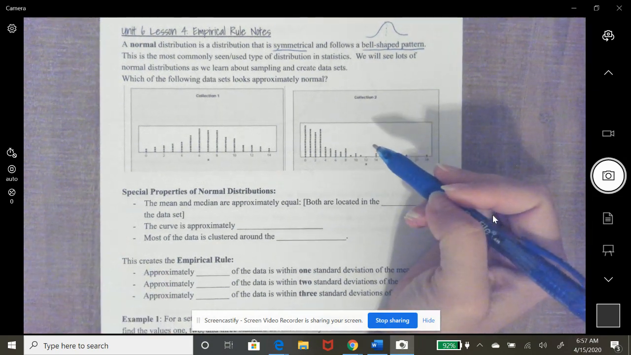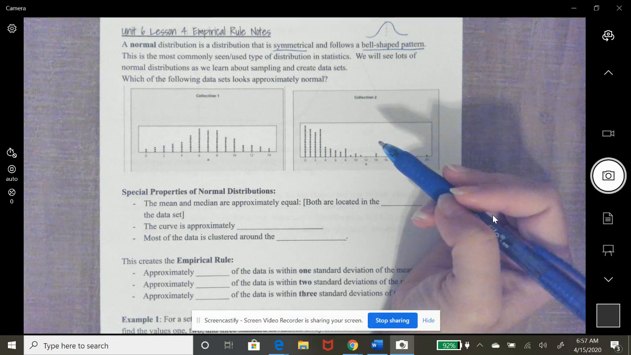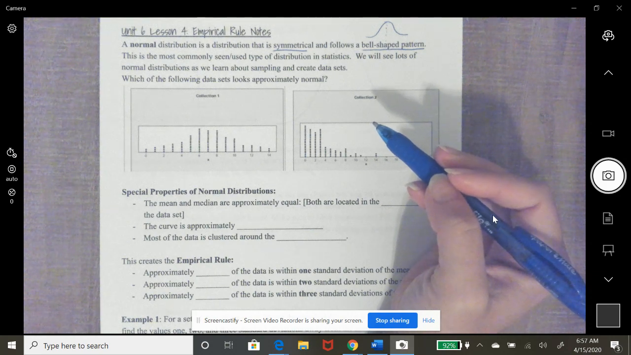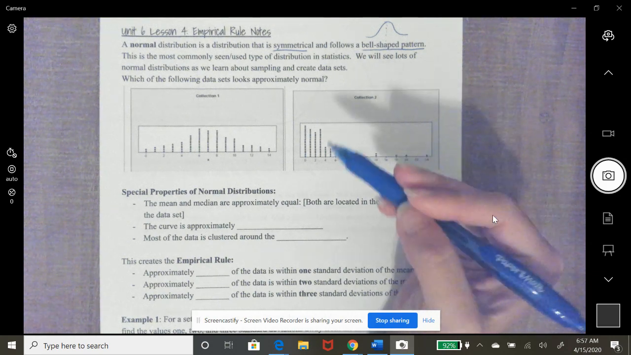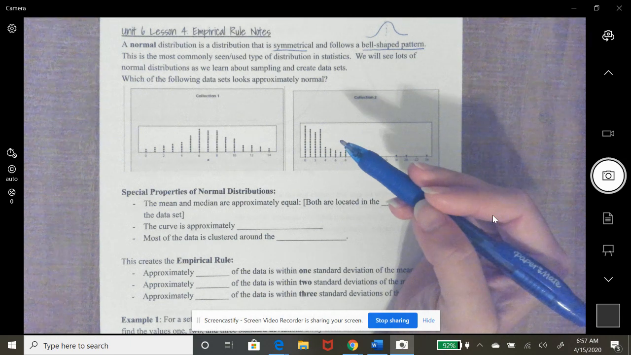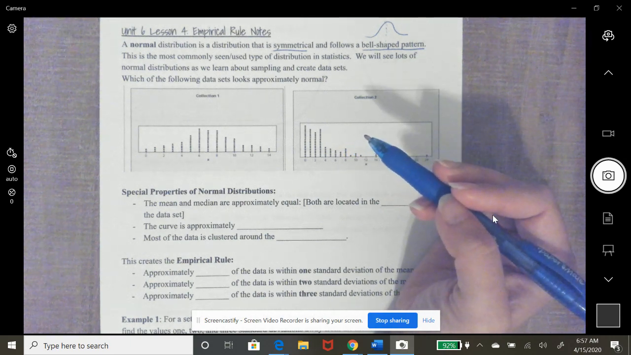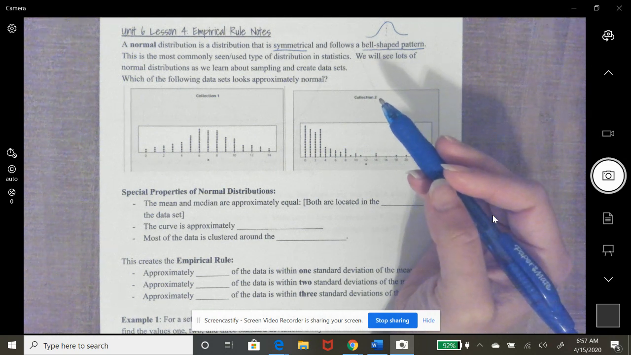This is the most commonly seen or used type of distribution in statistics. If you do your samples correctly, which we'll learn about in 2 lessons, it should create this type of distribution if you're doing any sort of surveying or sampling. So we will see lots of normal distributions as we learn about sampling and create data sets.